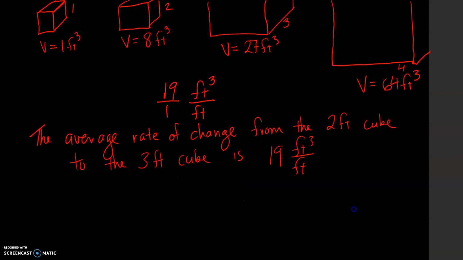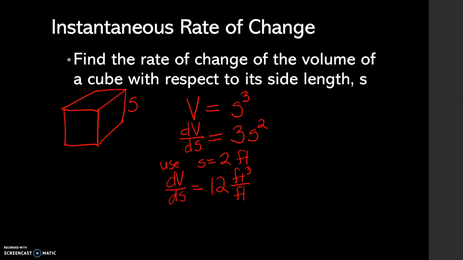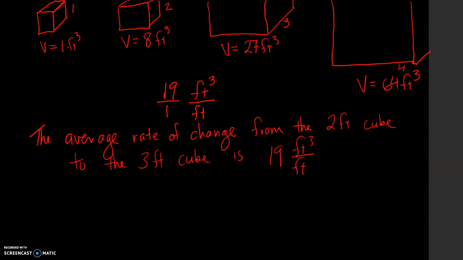So, we're going to go back to these 3 cubes. And I want to point out, way back here, when we had the 2-foot cube changing to a 3-foot cube, we got an average rate of change of 19 cubic feet per foot. What we just calculated is the rate of change of the volume of the cube with respect to time, when the side length is 2 feet, is 12 cubic feet per foot. I'm sure you've noticed 19 and 12 are not equal.